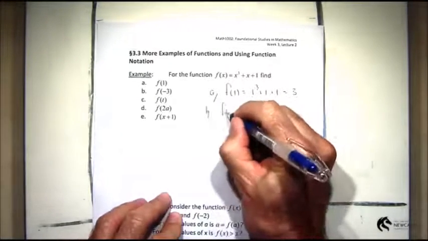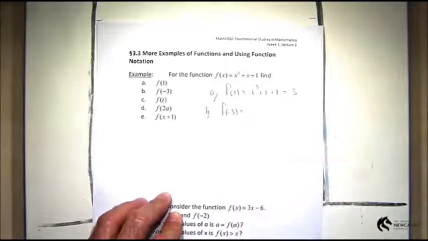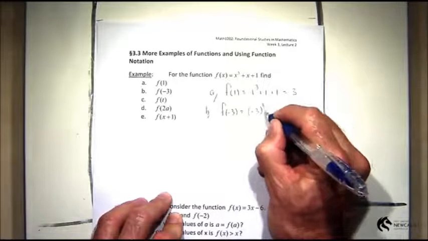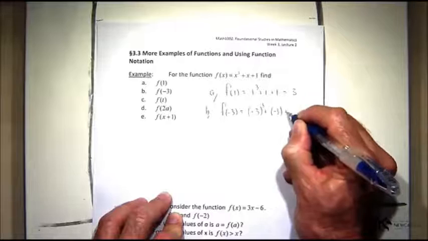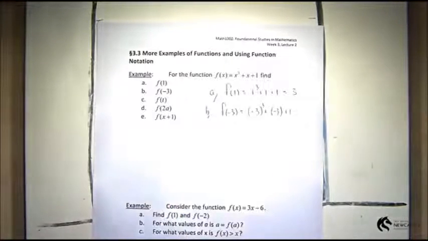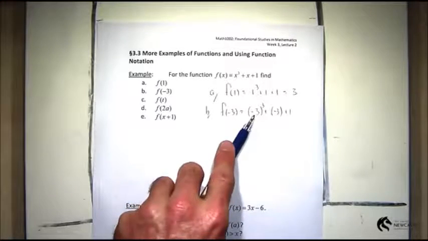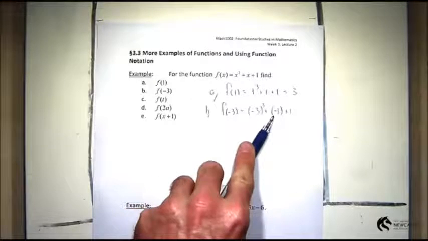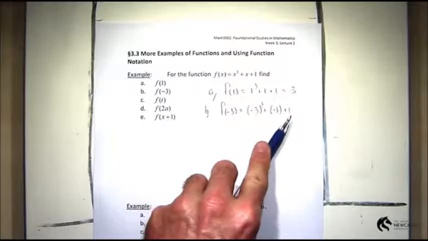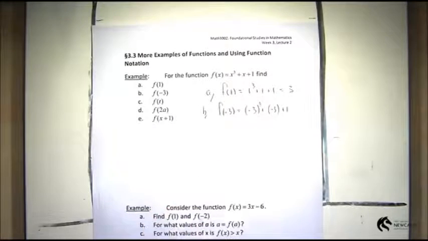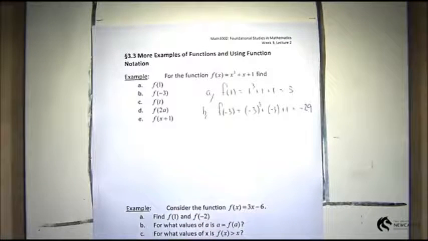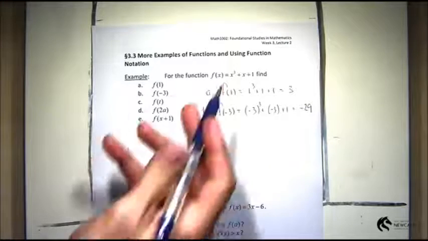Likewise, f(-3), again, everywhere you see x, you substitute minus 3. So I get minus 3 cubed plus minus 3 plus 1. So minus 3 cubed is minus 27. Minus 27 minus 3 is minus 30. Add 1, minus 29. That's f(-3) when the function is x cubed plus x plus 1.